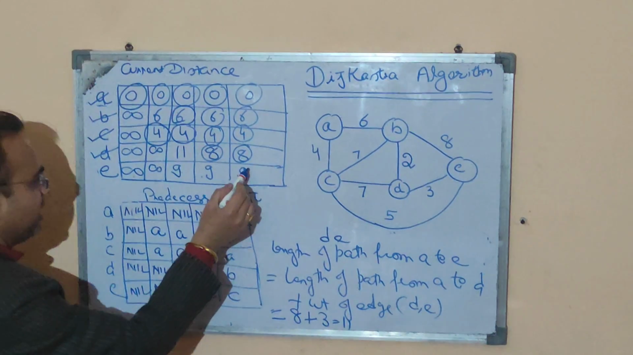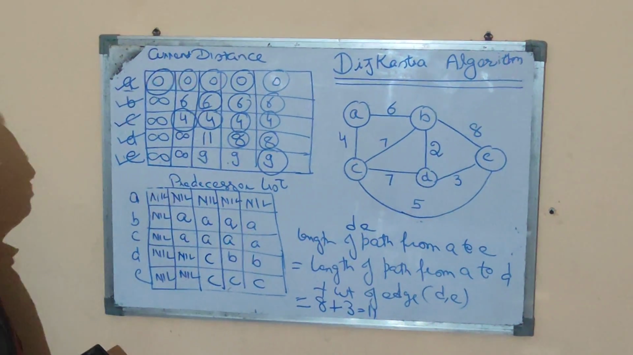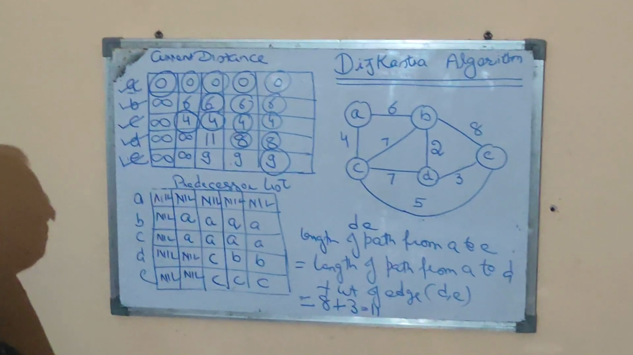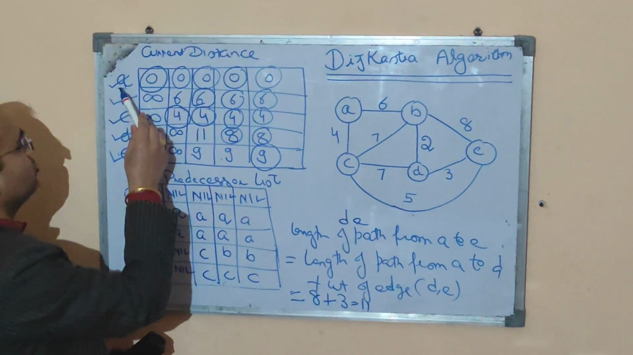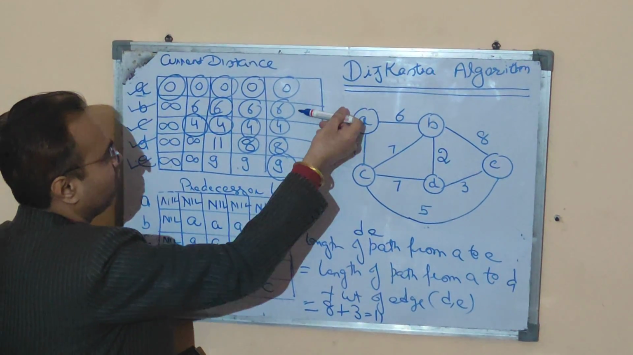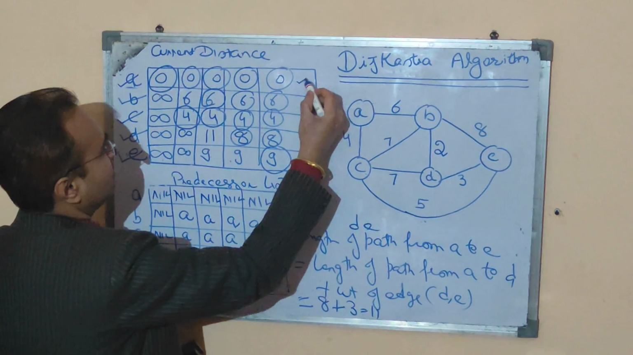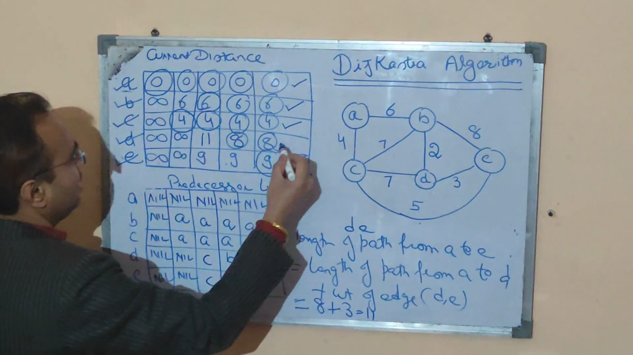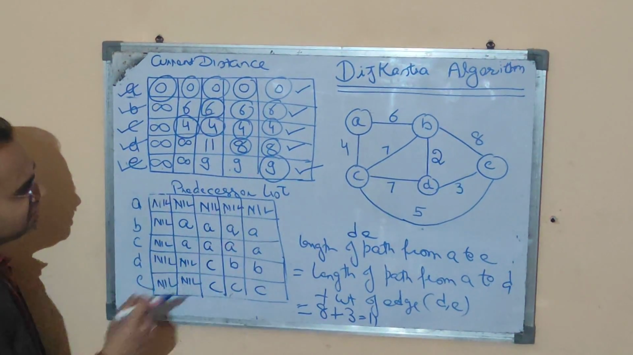And in the next step, 9 will be finalized because this is the only vertex left. And in this way, we have finalized all of the vertices. It means that we have found the shortest distance from the source vertex A to all other vertices which are available here. So the final distances from A to A is 0, from A to B is 6, from A to C is 4, A to D is 8, and A to E is 9. And this is the predecessor list.